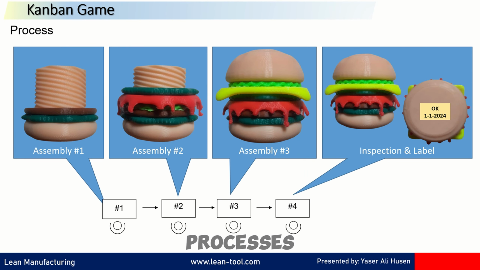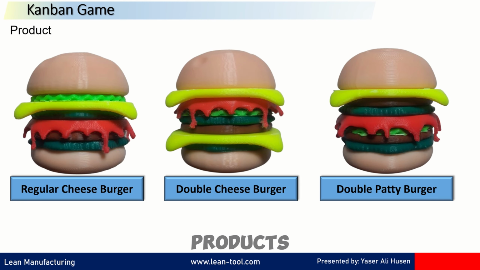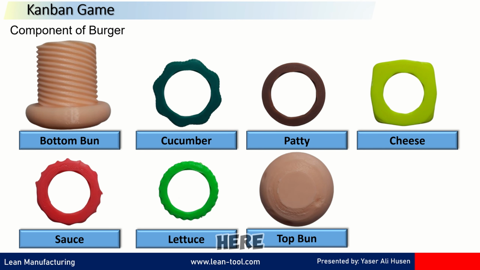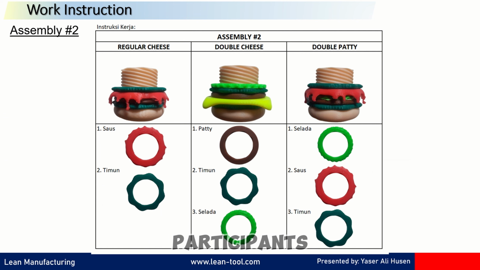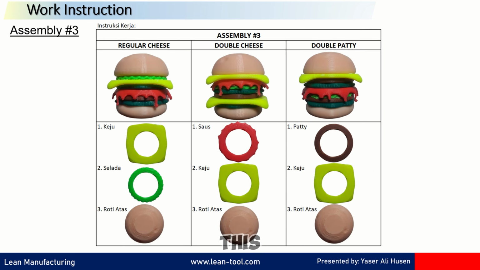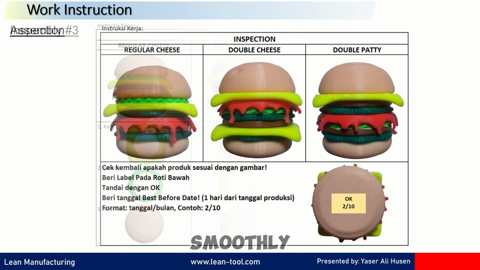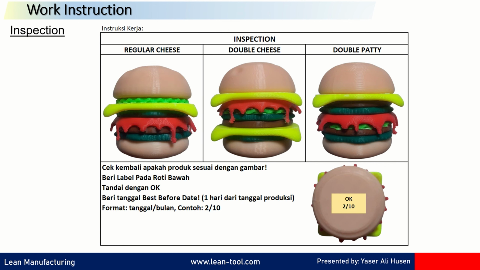This is the sequence of processes for assembling a burger as the simulation product. And here are the 3 types of products: regular cheeseburger, double cheeseburger, and double patty burger. And here are the components for making a burger in this training. I used 3D printed parts for all the components. For each process, there are clear work instructions, allowing participants to easily perform each step. This ensures that the simulation runs smoothly and participants can quickly adapt.